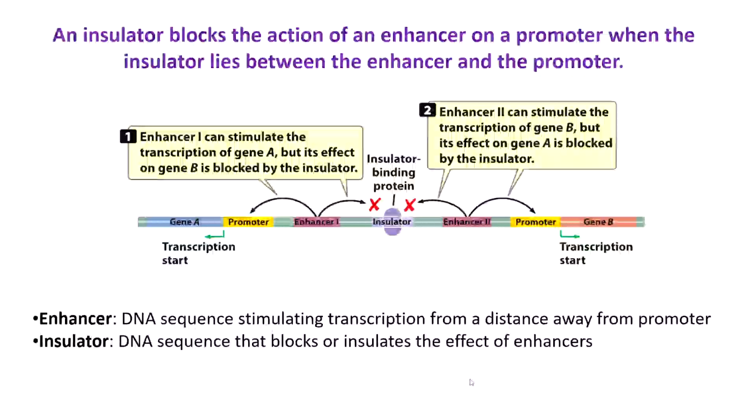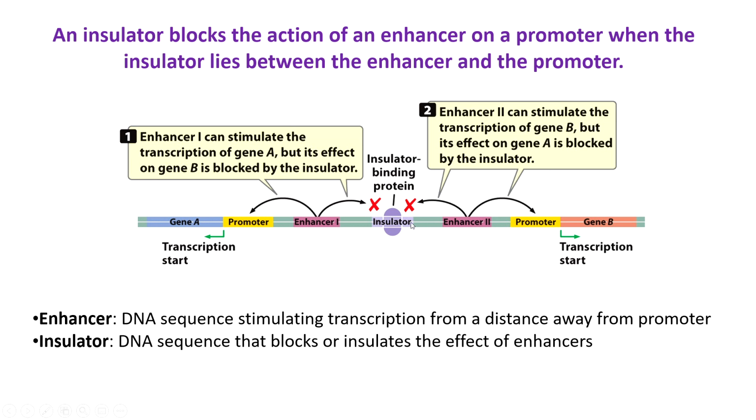There's yet one more region of DNA referred to as an insulator. Insulators can actually block the action of enhancers when the insulator lies between the enhancer and the promoter. So let's break this down. Here we have a promoter and an enhancer. When activators are bound to the enhancer, it will increase transcription at the promoter in this direction.